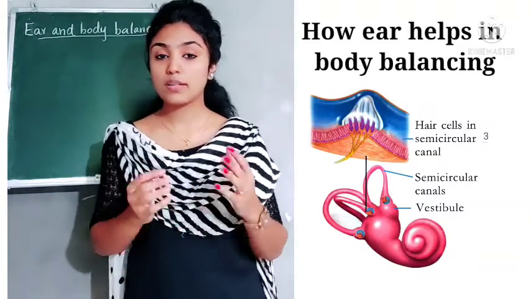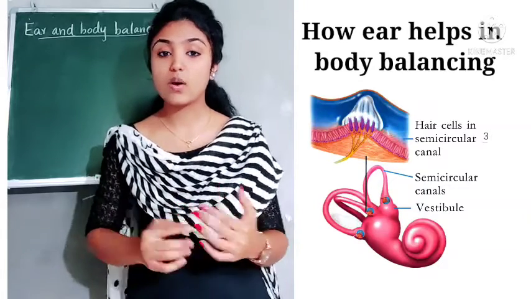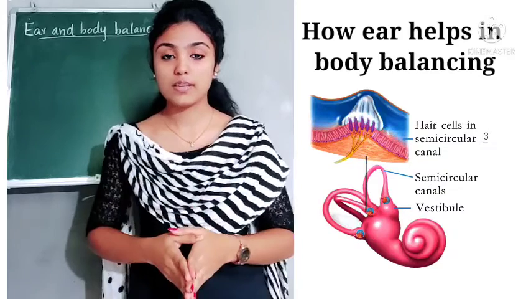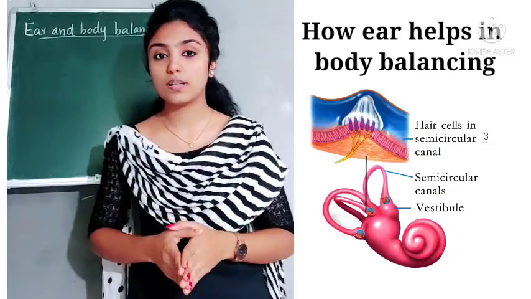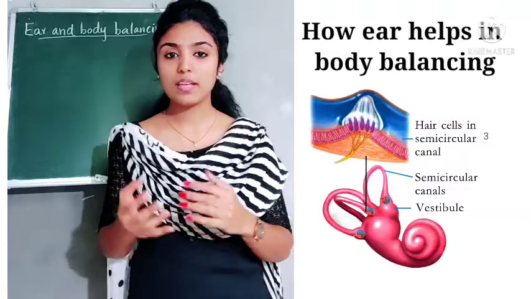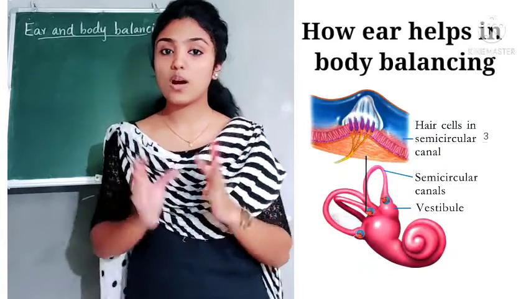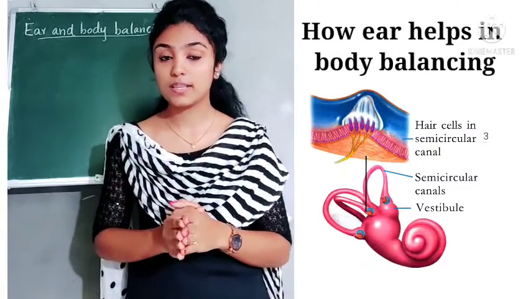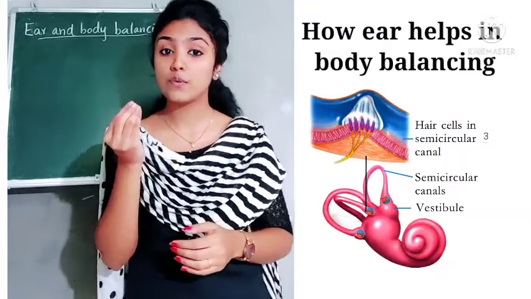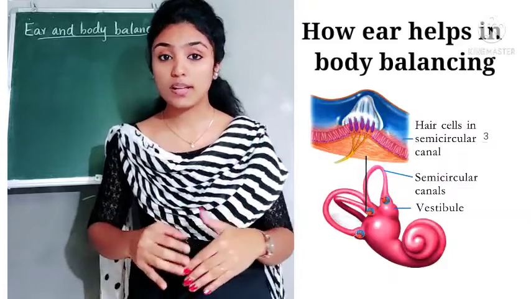So we already studied that the vestibule and semicircular canals of the inner ear help in body balancing. So how is it possible? Normally the body balance is maintained in accordance with the movement of our head. When we move our head, what happens is the endolymph present inside. Endolymph is a fluid that is present inside the vestibule and semicircular canals.